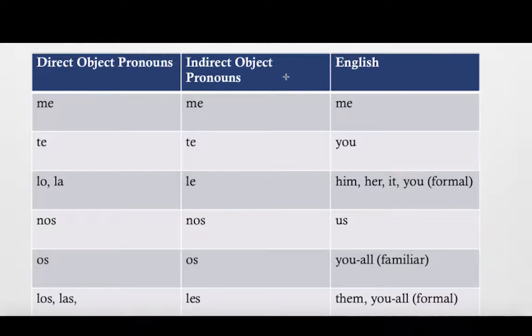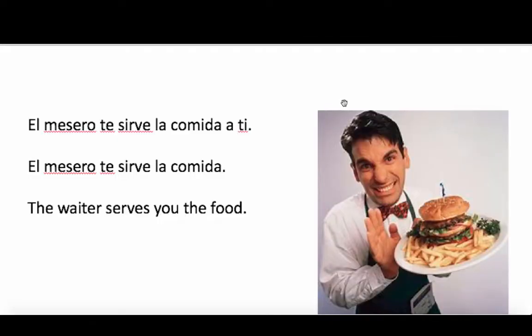In this table we have the indirect object pronouns listed in this column in the middle, the English translation, and we also have the direct object pronouns listed as well. Now I'm going to pronounce to you the indirect objects so you can hear them. Me, te, le, nos, os, and les.